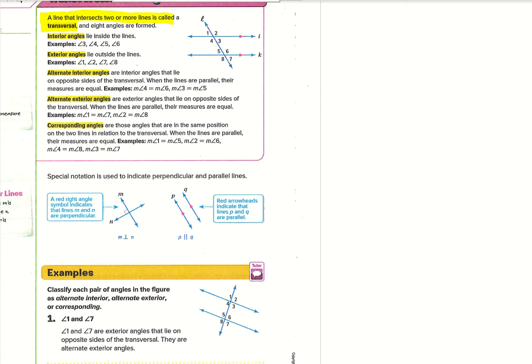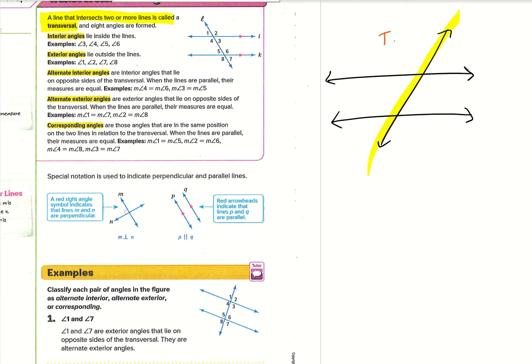I'm going to draw that off to the side. Let's say we have two parallel lines here. Okay, hold on. There we go. So we have two parallel lines. Third time's the charm, right? And there they are. And then we have a third line that goes like this. This line right here is our transversal.